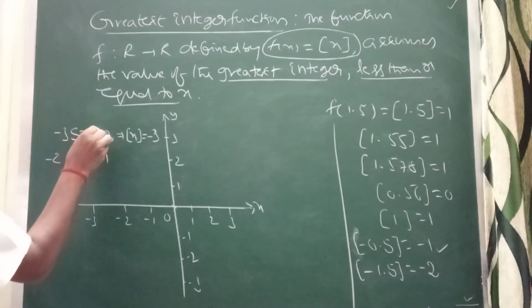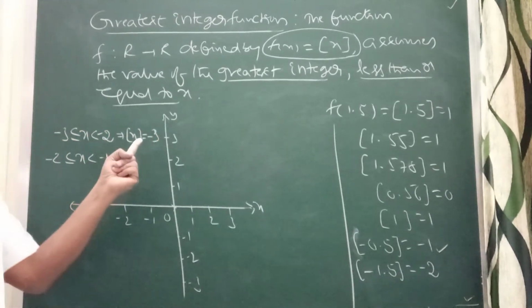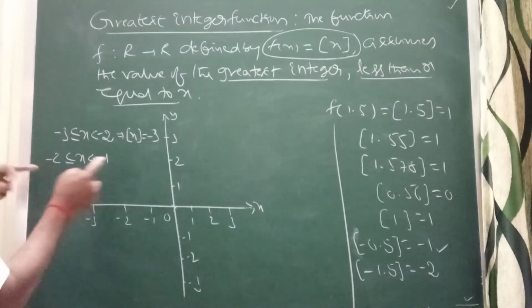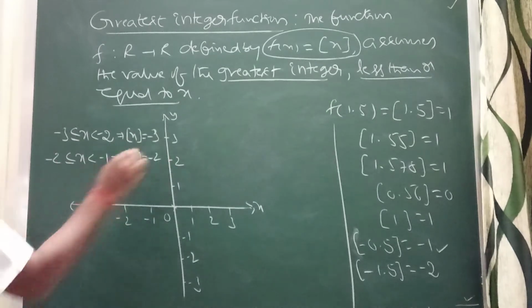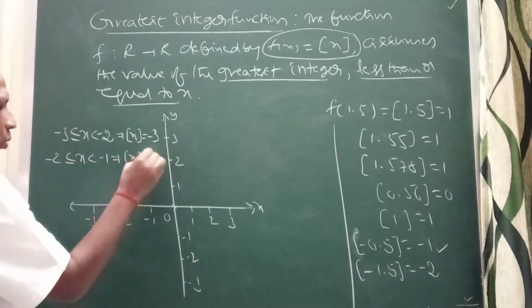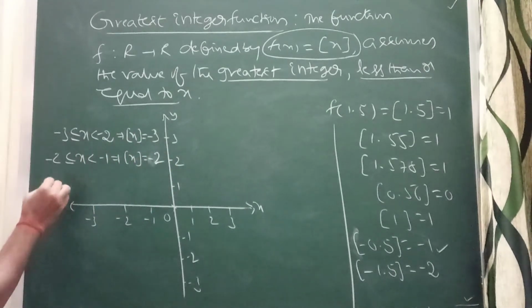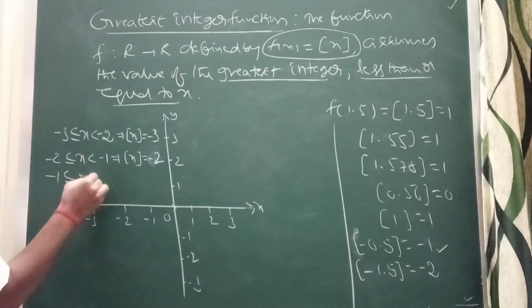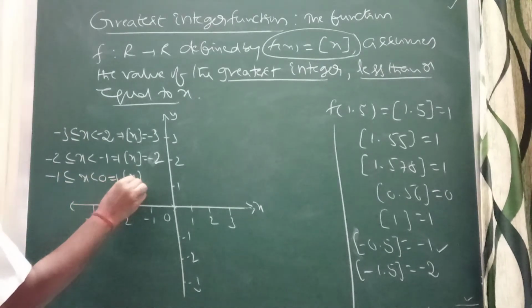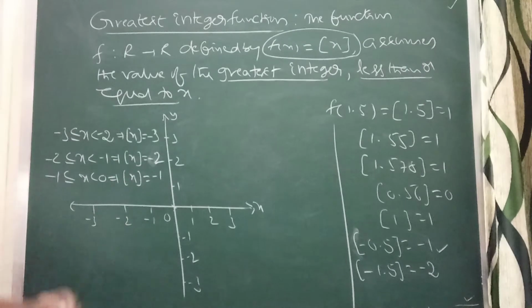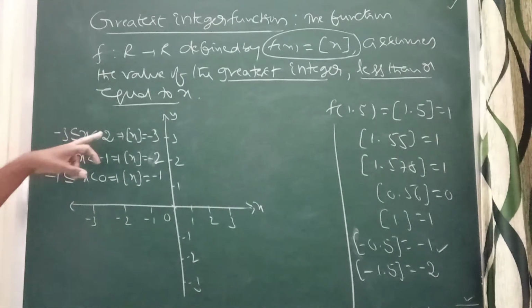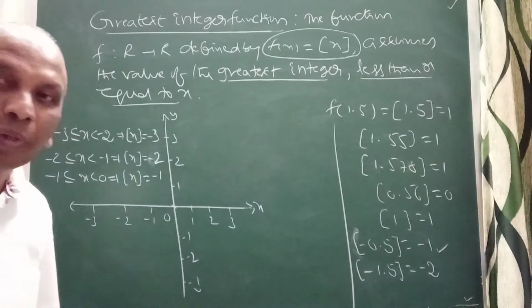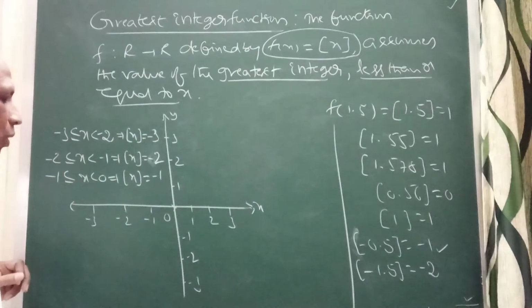Between minus 3 and minus 2, if we take, the value will be minus 3. If we take between minus 2 and minus 1, step x will be equal to minus 2. And if we take minus 1 less than x less than 0, step x is equal to minus 1. I have taken the values of the graph like this, and in between you can observe the values here.